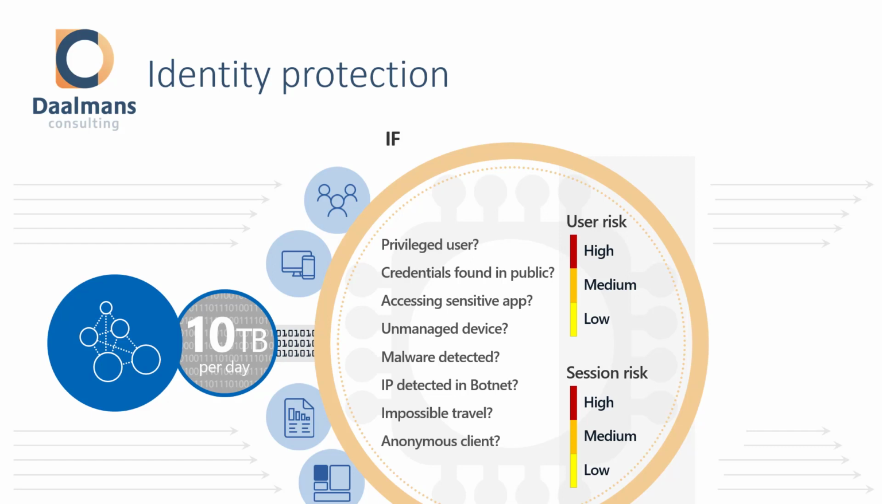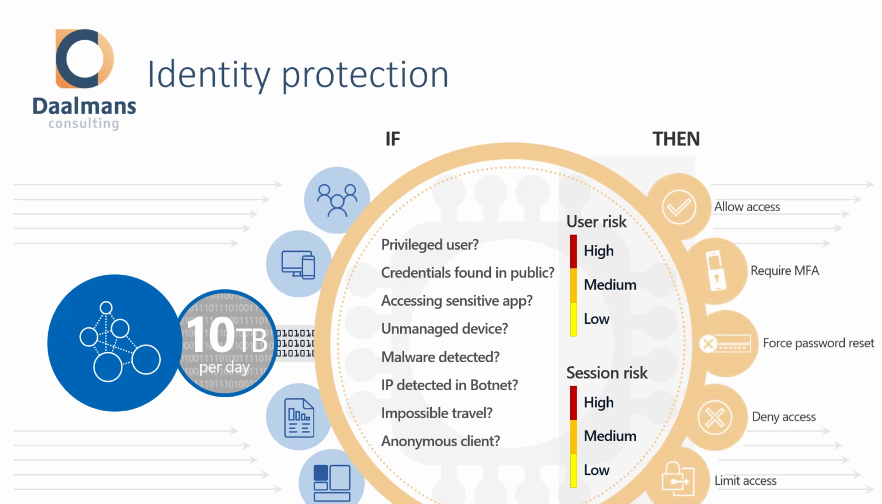Based on that, the session risk can be calculated or the user risk can be calculated. So if a credential is being found in the public, then the user is being marked as high user risk. If impossible travel is detected, or an anonymous client is being used, then the session risk may be high. And based on that information, we can either allow access if nothing is wrong, or require MFA, or also require a password reset because the password may have been leaked or breached. We can also deny access or allow limited access.